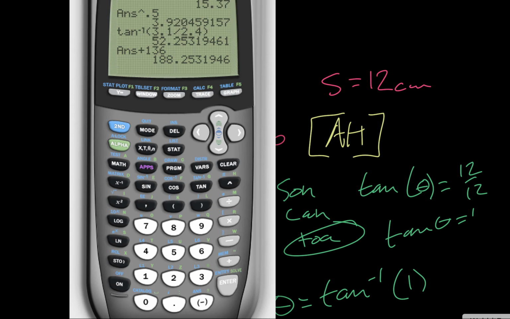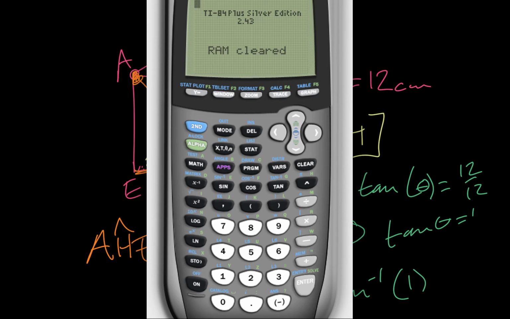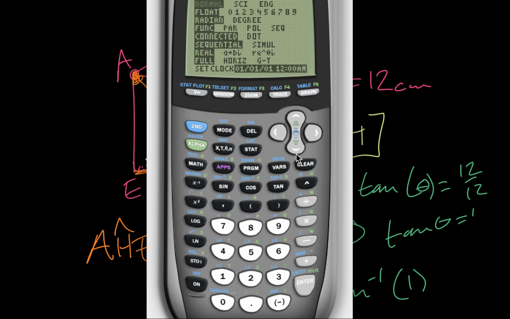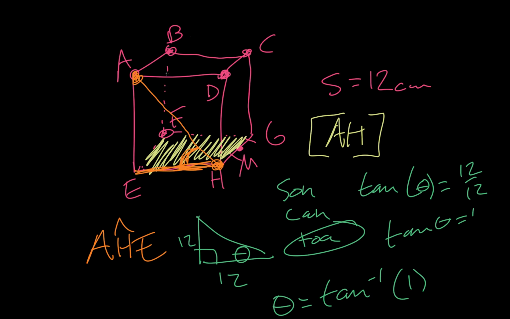Go to our calculator. Make sure you're in degrees. Mine's already in degrees. Actually, I need to reopen it. It froze. So we go mode, degrees, then we do the inverse tangent of 1, and we end up with 45 degrees. So that angle, the one for part A, is 45 degrees.